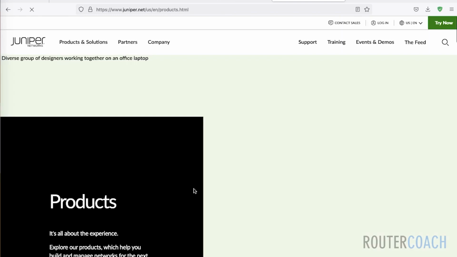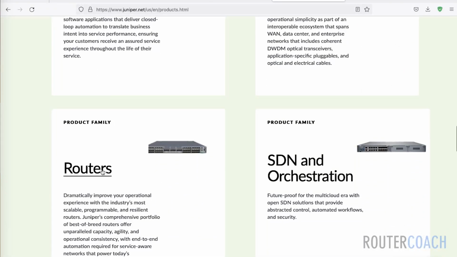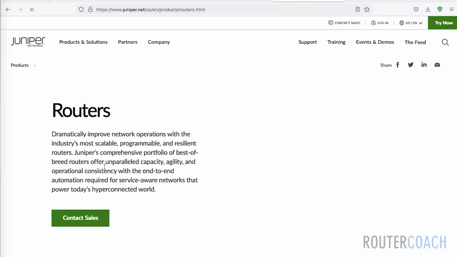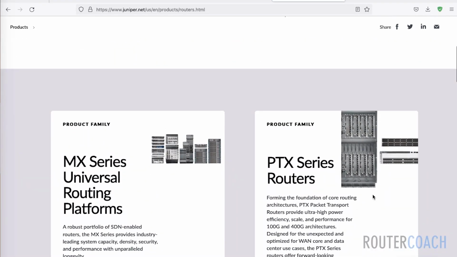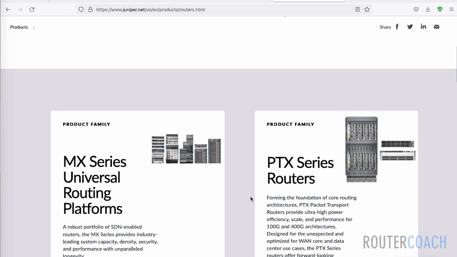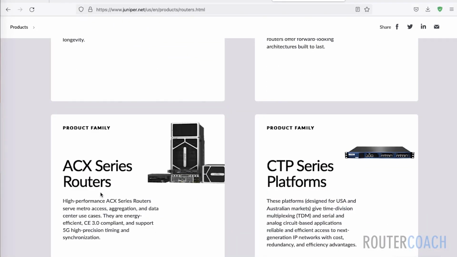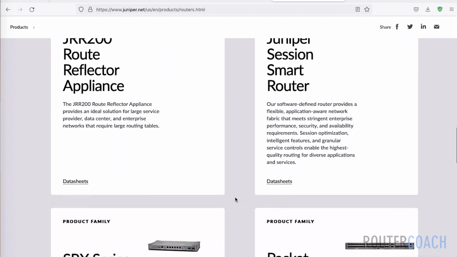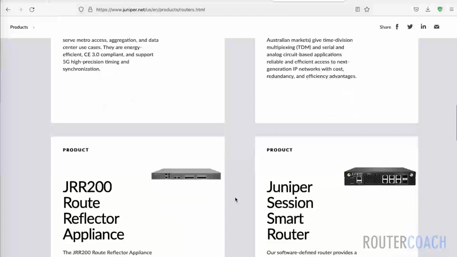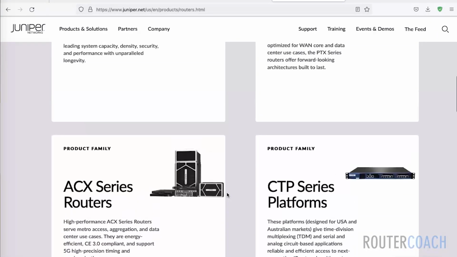Let's go back to the products page, scroll down, and look at the routers. Now, me mainly, I've used the MX series, but let's see what they're talking about. So they've got the MX series. I did see one of these once, the PTX series of Juniper, and this thing was bigger than me. It's over 6 foot tall. Also, the M series is the older version. I've never seen the ACX or the CTP series. I have seen the J series, but there's quite a few in regards to routing. You can also use the SRX as a router, but that is basically a security product.